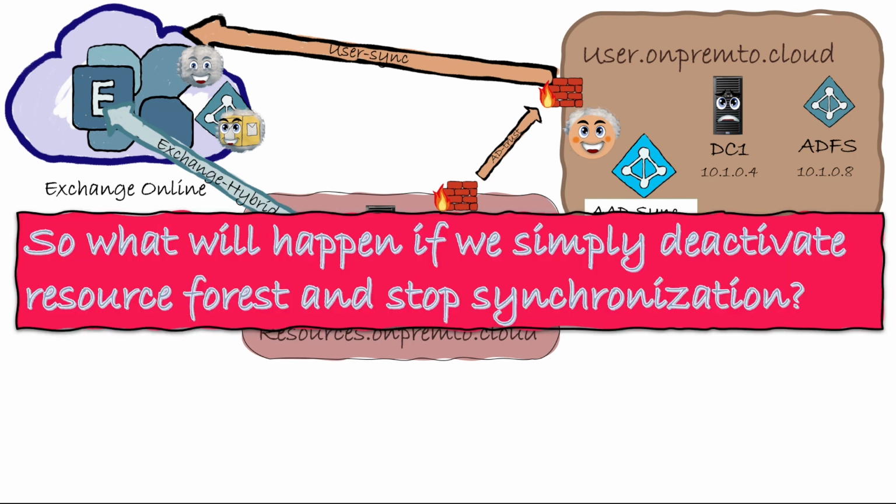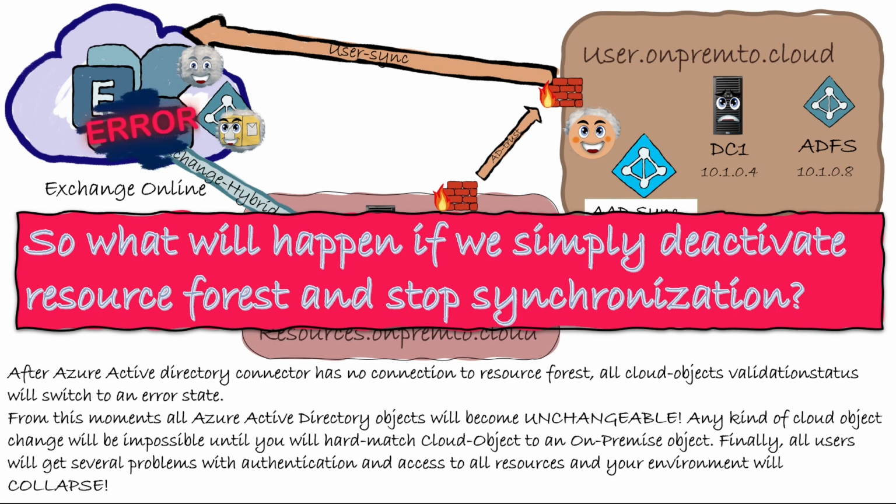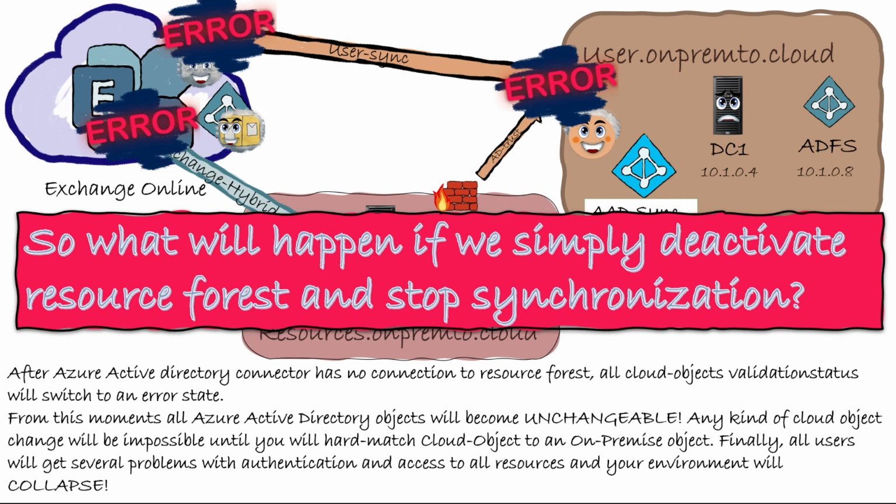So, what will happen if we simply deactivate the resource forest and stop synchronization? After the Azure Active Directory connector has no connection to the resource forest, all cloud objects' validation status will switch to an error state. From this moment, all Azure Active Directory objects will become unchangeable. Any kind of cloud object change will be impossible until you hard match the cloud object to an on-premises object. Finally, all users will get several problems with authentication and access to all resources, and your environment will collapse.